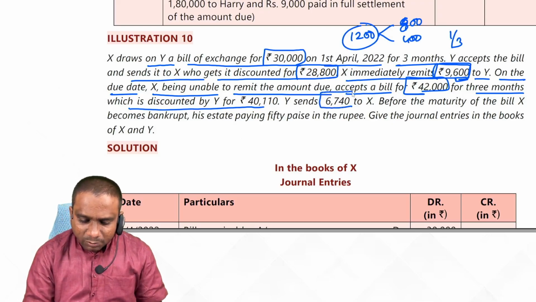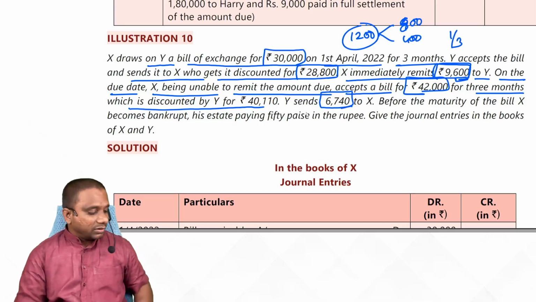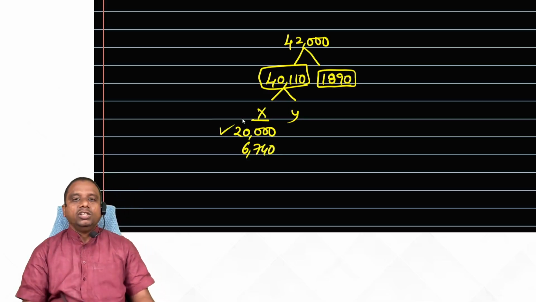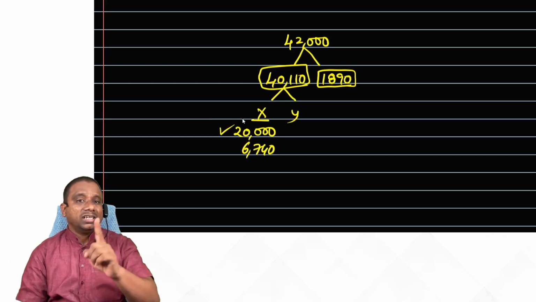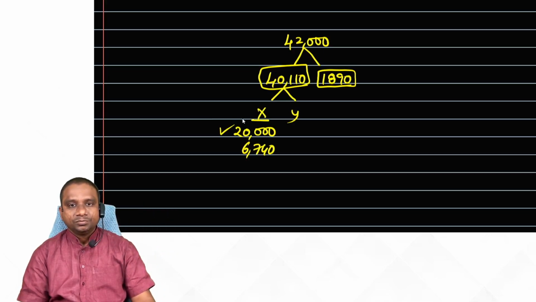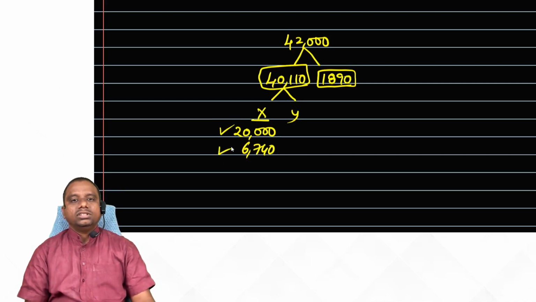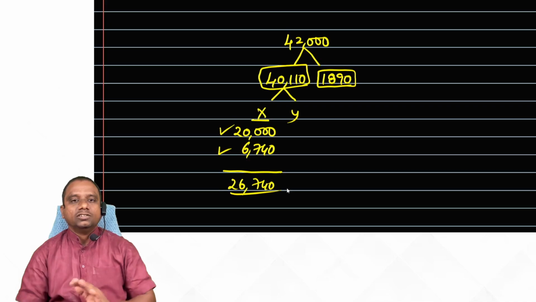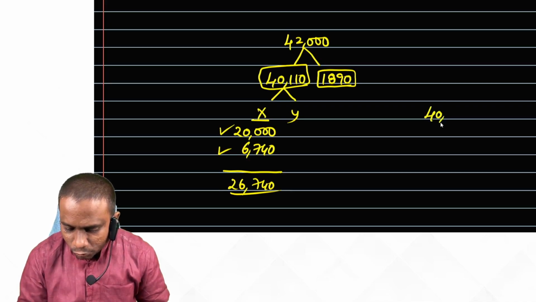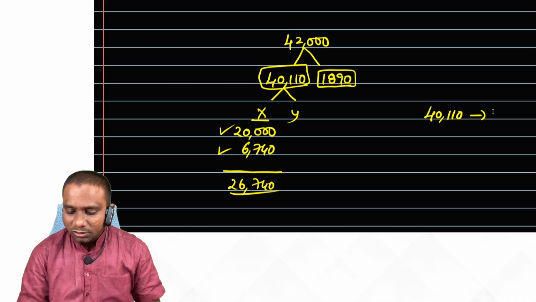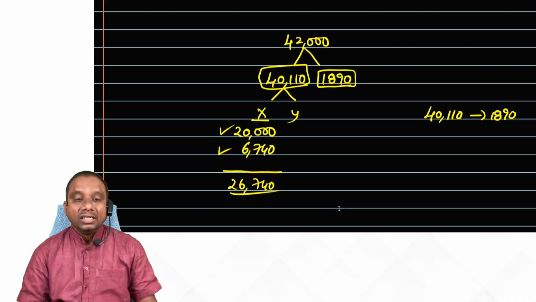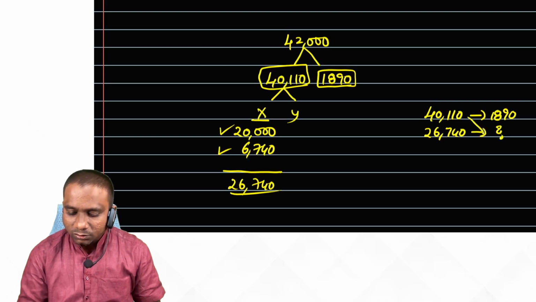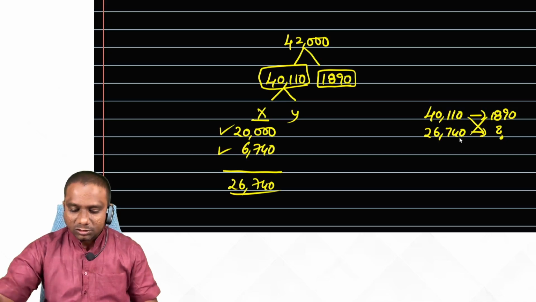Next, out of the second bill proceeds, Y sent 6,740 to X directly. 20,000 was indirectly utilized because of the first bill. The first bill amount he had to actually remit, but he didn't. Now, the second bill directly utilized 6,740. So tell me, in total how much amount was utilized? 26,740. Now, for 40,110, the discount amount is 1890. Then for 26,740, how much is the discount owned by X? Calculate by cross multiplication.